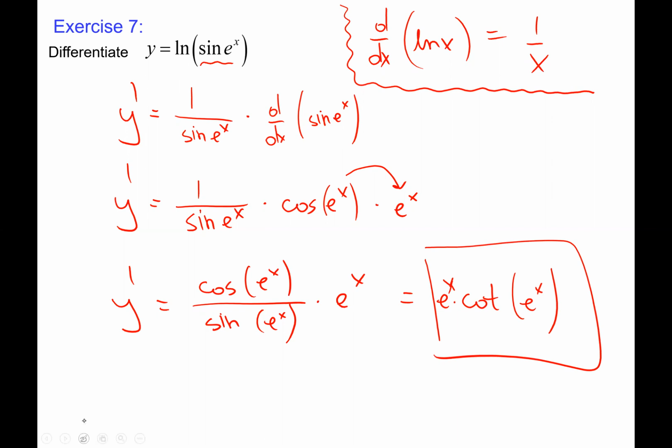And again, please note the original angle e to the x didn't change. Sometimes we try to differentiate inside, but no. As a property of the chain rule, we will always put the derivative outside. Okay, and I think I have a few more.